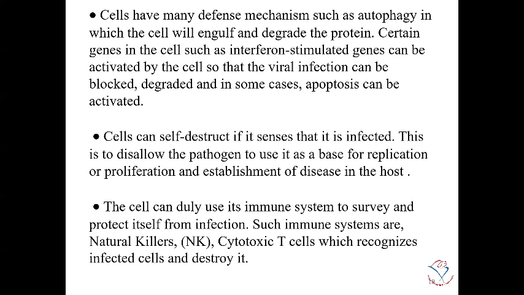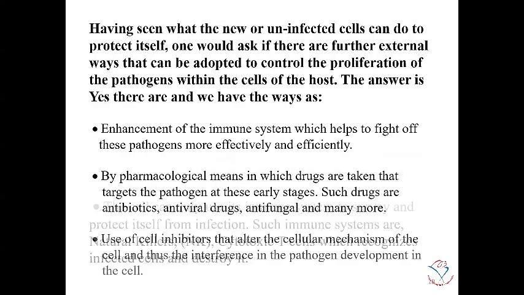The cell can also use its immune system to survey and protect itself from infection. Such immune cells are like the natural killers we know, the cytotoxic T cells, which recognize infected cells and destroy them. So if one cell is trying to send something to the next cell, and through those immune systems they detect such a thing, they can send their immune cells to go and recognize those cells and get them eliminated, in which case they protect themselves.